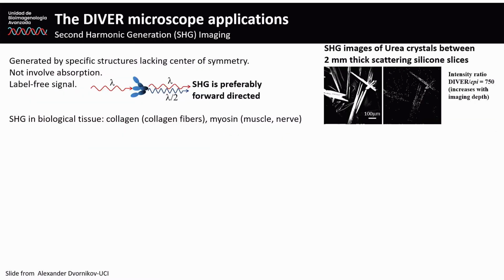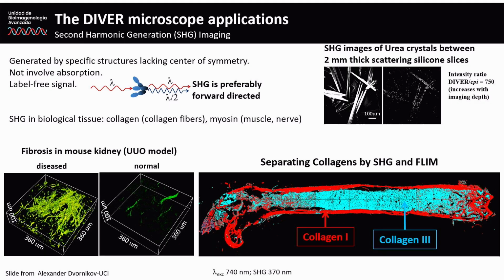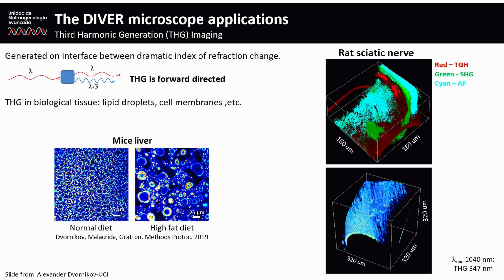The other 2 strong applications are also in level 3 for second harmonic generation. Second harmonic generation is a signal that propagates forward in non-centrosymmetric structures like collagen and myosin, and is very strong in urea crystals. We can use this for studying fibrosis in kidney or separating the different collagens in the femur that I showed before in the intensity image. But now, we use the lifetime information and the second harmonic generation that different collagens generate.